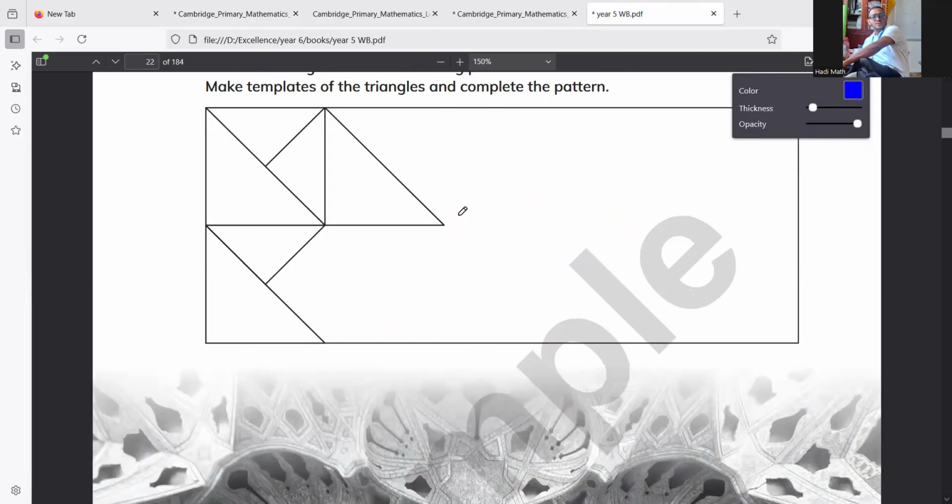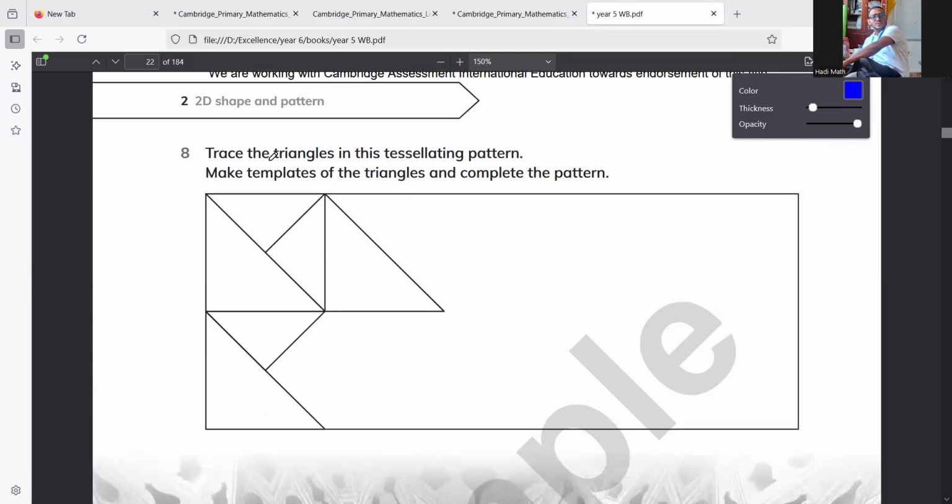Let's go to this one. They say trace the triangle in this tessellating pattern. Make templates of triangles and complete the pattern. They ask you just to complete this pattern. To complete this pattern, you use the same idea as this one. You go from here, you go down to join this one, with your ruler.